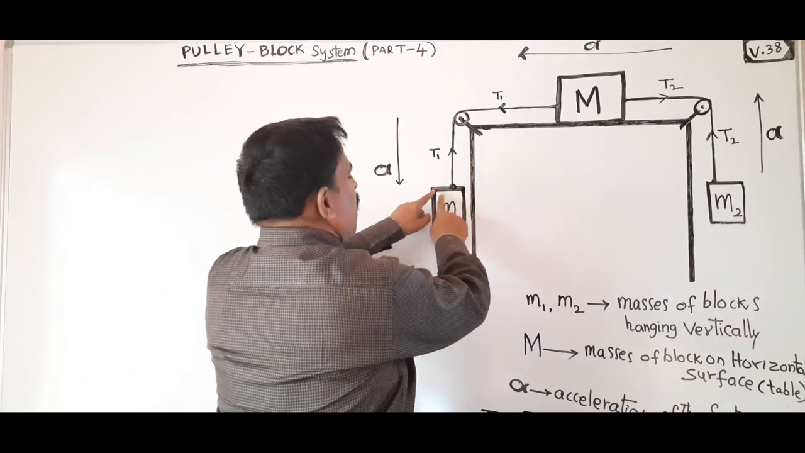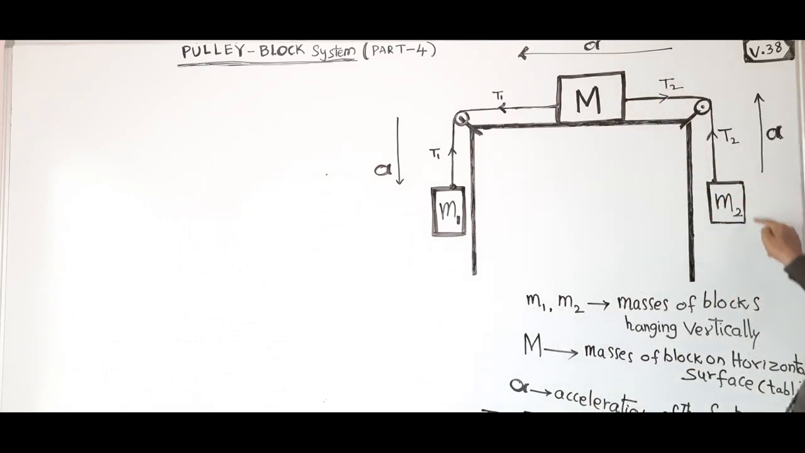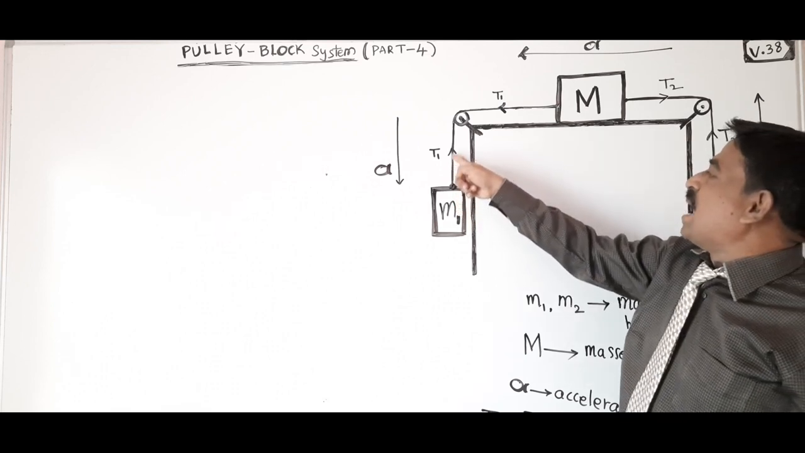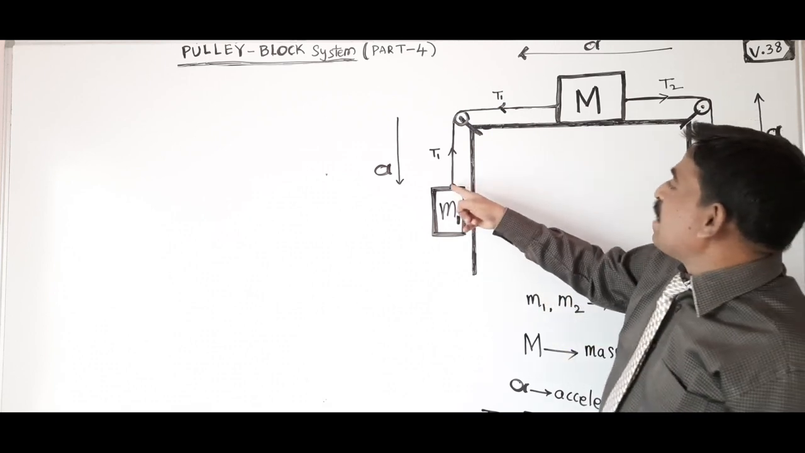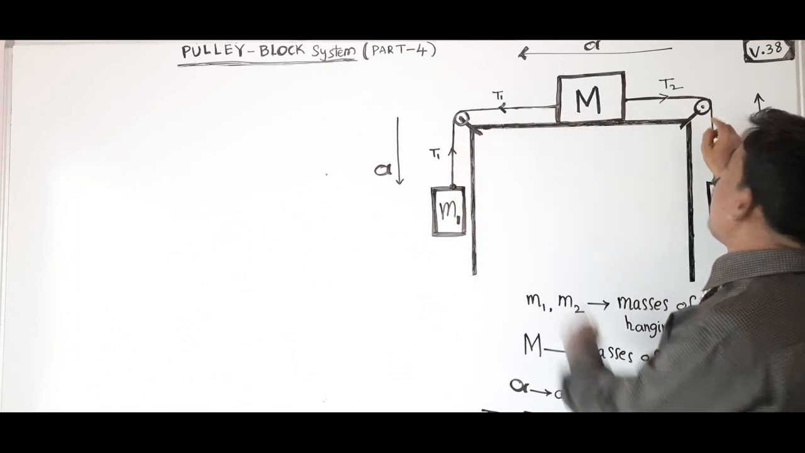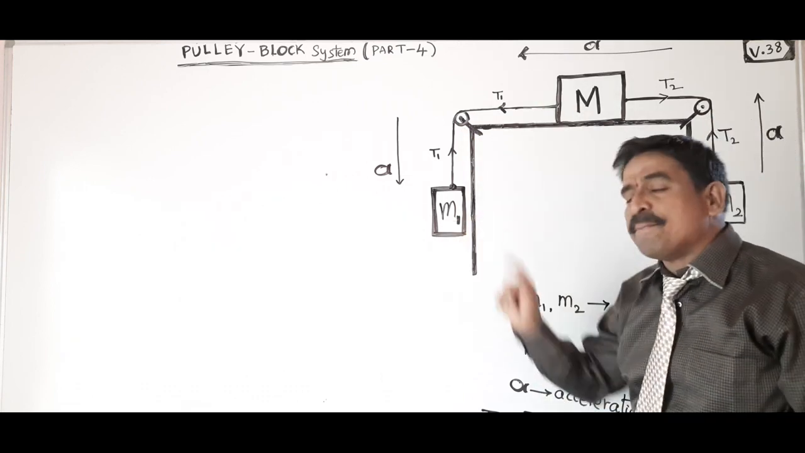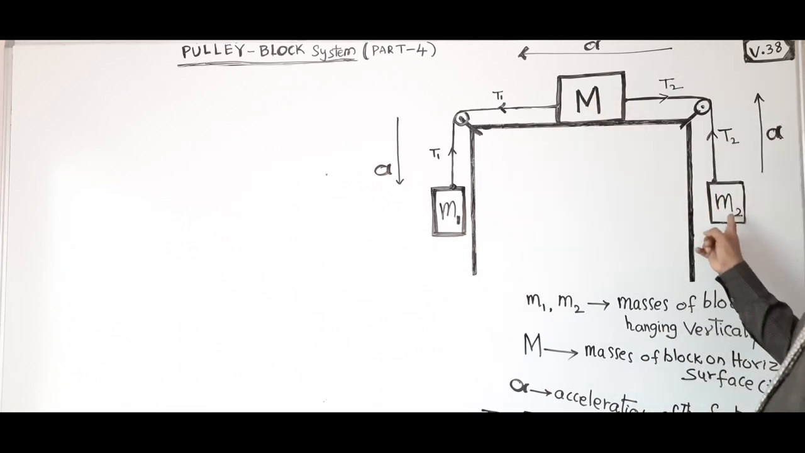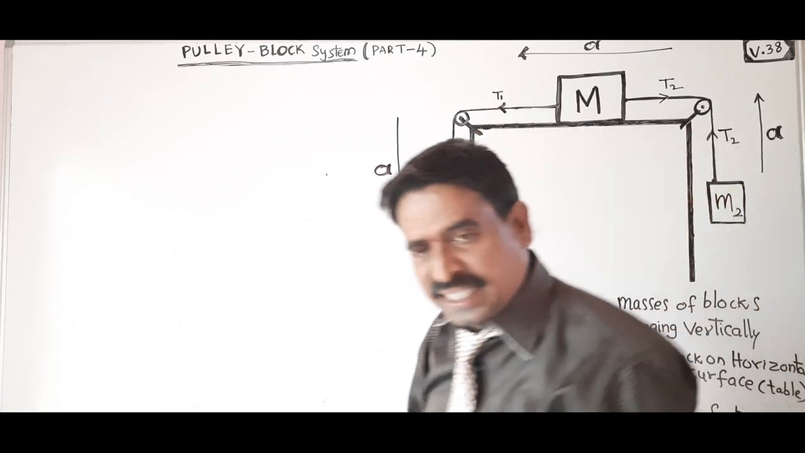M1 is the mass M1, mass capital M, mass M2. These three masses are connected by massless strings. These massless strings are passing over frictionless pulleys. The mass M1, the mass capital M, and the mass M2 are completely known as the system.